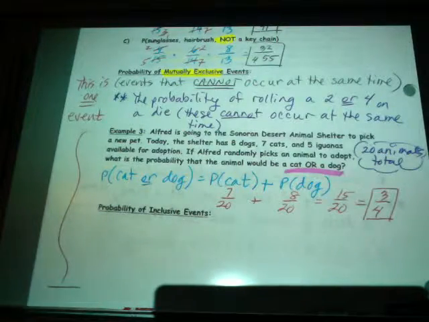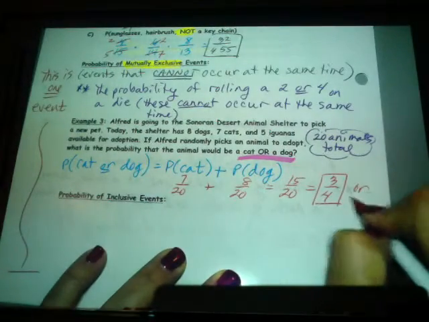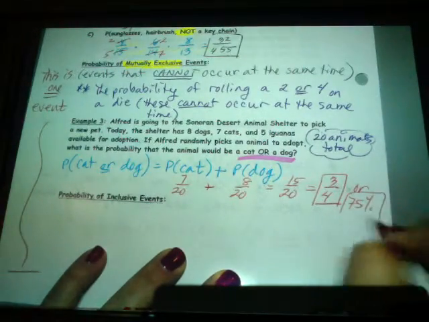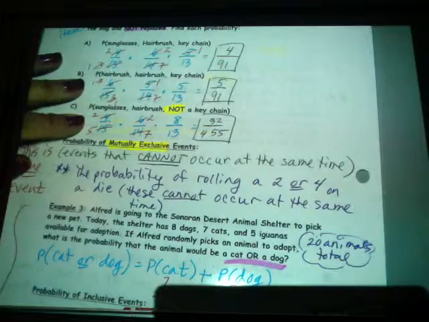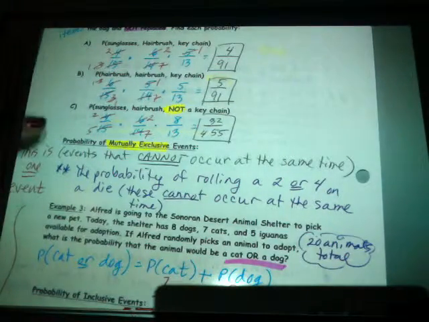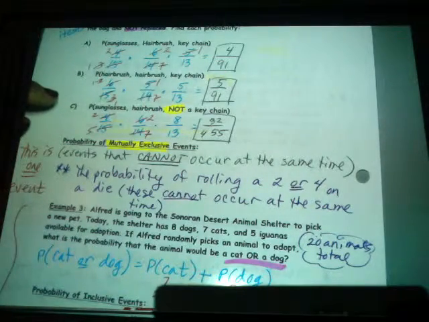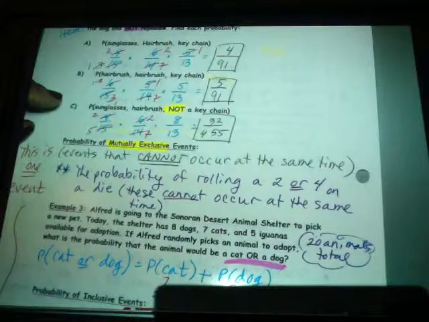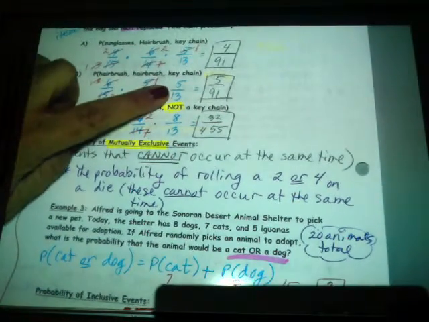Yes? I just realized something on the question up there. Would it matter if the order was different? Yes, you mean these ones above here? Yes, order matters, because it could change. Well, I don't know, I'd have to look, because keychain would be 5 over 15.